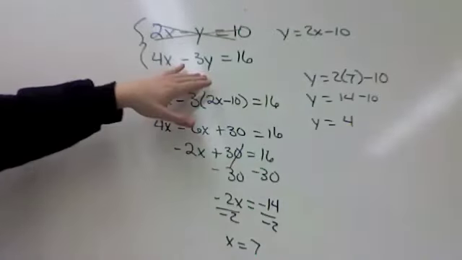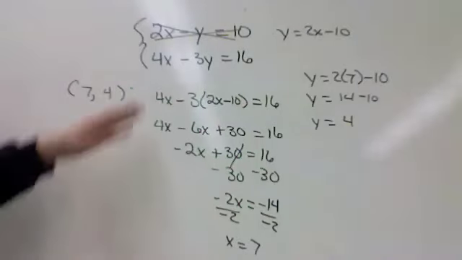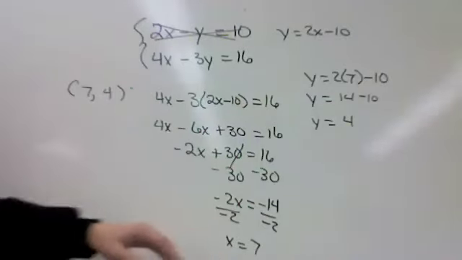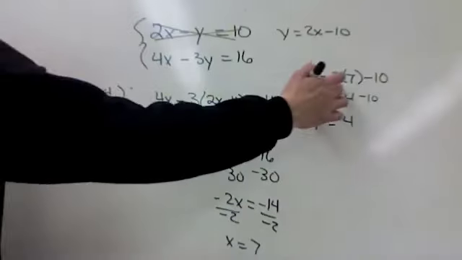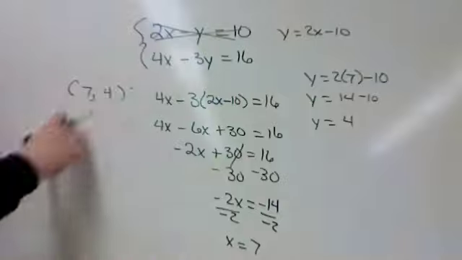So again, we rearranged our first one and got y equals 2x minus 10. We substituted in for where y is and got 4x minus 3 times 2x minus 10 equals 16. We did our problem and we got x equals 7. Then we simply substituted in 7 for where x is in the other problem and got 14 minus 10 is 4, and our ordered pair is 7, 4.